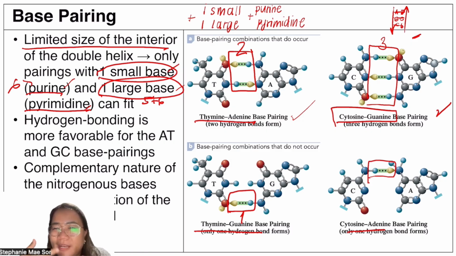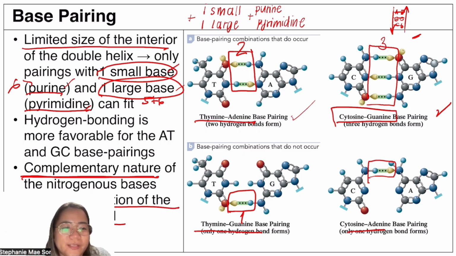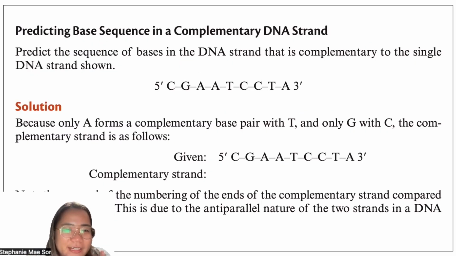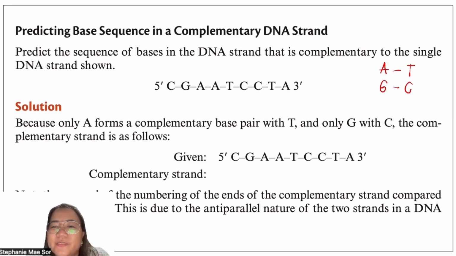Dahil alam mo yung pagiging complementary nila na property, you are able to predict what the opposite strand is. Okay? So, let's have some exercise kung paano tayo mag-predict ng opposite strand. So, here is your predicting the base sequence of a complementary strand. Diba? Sabi natin, adenine is complementary to thymine. Guanine is complementary to cytosine.